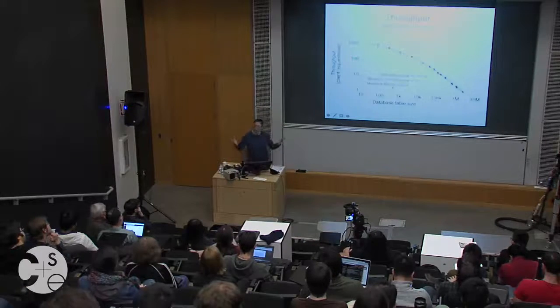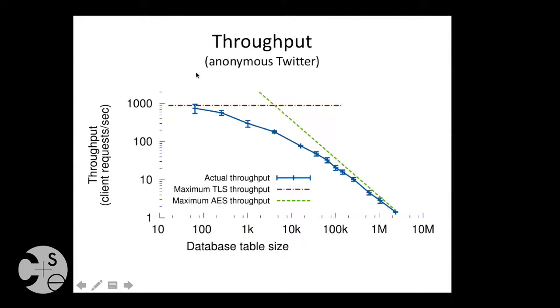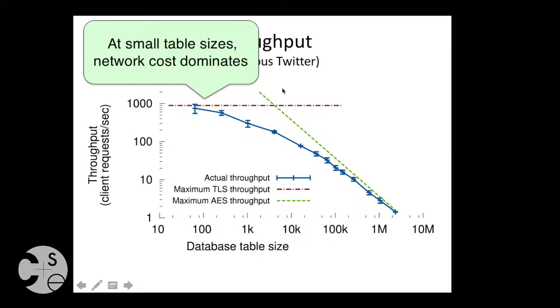So I have to have a graph. Can't give a talk without a graph. Let me show you what this graph means. The top red line indicates the maximum number of TLS sessions you can do on a single machine, and the yellow line is the maximum number of AES operations you can do on a single machine. When the number of users is relatively small, like 100 users in the system, we're dominated by the time to do TLS. The computation is free, and we're dominated by network performance.